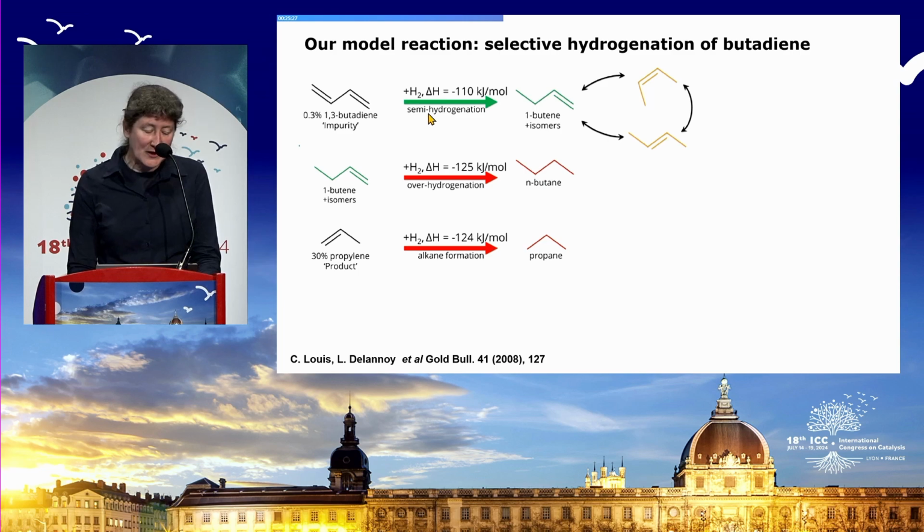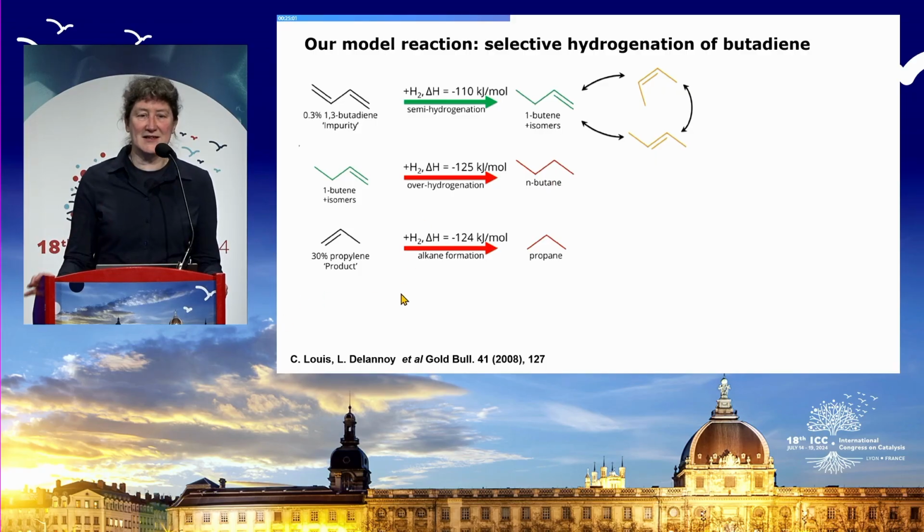And what do we do? In our model reaction, we have butadiene, which has two double bonds, which we would like to hydrogenate to have only one double bond left. Even more preferably, we would like to have the 1-butene isomer and not the isomerization to one of the other ones. What we definitely would not like is to have this 1-butene being further hydrogenated to butane.